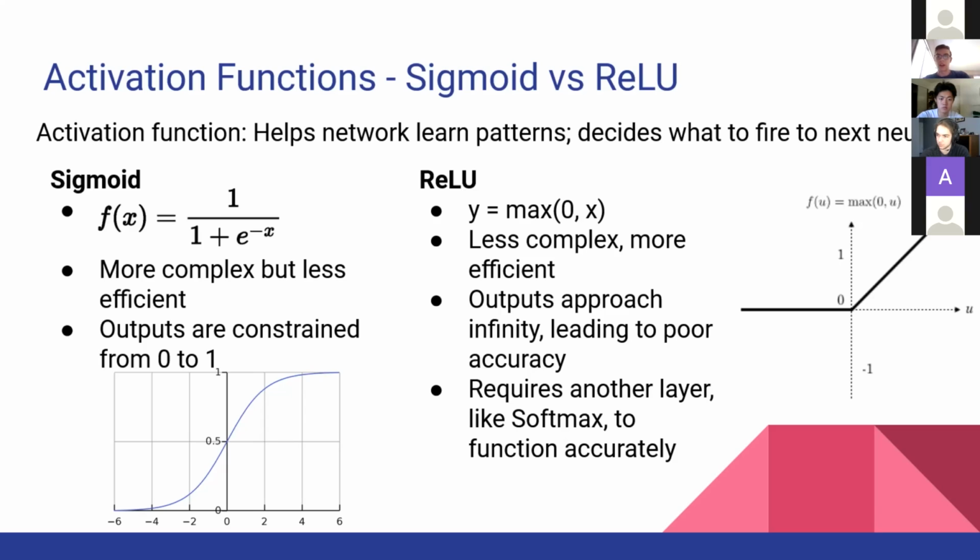So you can see on the graph, the output is 0 to the left of 0, and the output is x to the right of 0. So it's a lot less complex than sigmoid. But as you can see, the outputs approach infinity, and this leads to poor accuracy. So that requires another layer like softmax to function accurately.